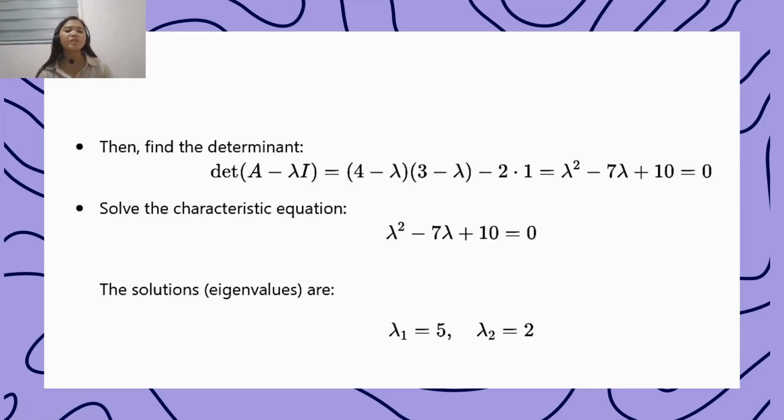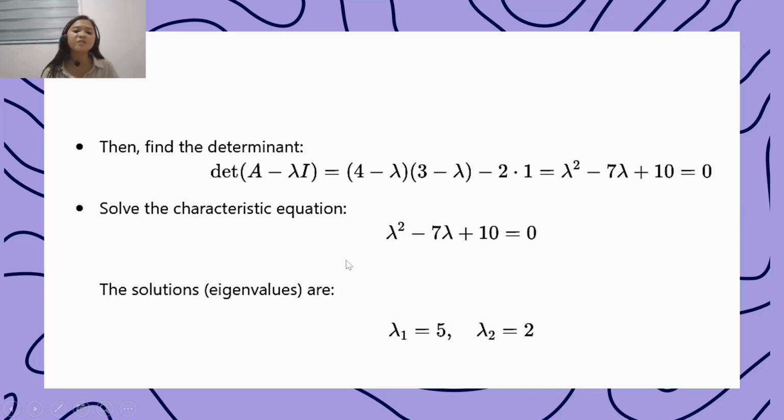Then we will find the determinant. So we will just multiply 4 minus lambda by 3 minus lambda, minus 2 times 1. So that is lambda squared minus 7 lambda plus 10 equals 0. So our characteristic equation is lambda squared minus 7 lambda plus 10 equals 0.